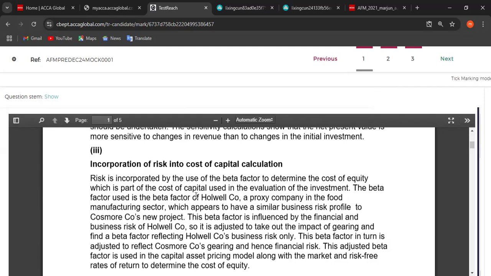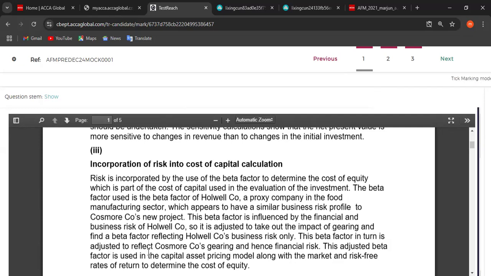The beta which was given to us for the proxy company represented the proxy company's business risk as well as its financial risk. We are assuming that the business risk of both our company and the proxy company is the same. That's why we change this geared beta into an ungeared beta, because the ungeared beta only represents the business risk. We have already said the business risk for both of the sectors will be the same. And then what are we doing? This beta factor is in turn adjusted to reflect Cosmore company's gearing and financial risk.